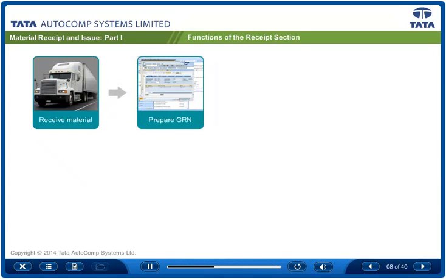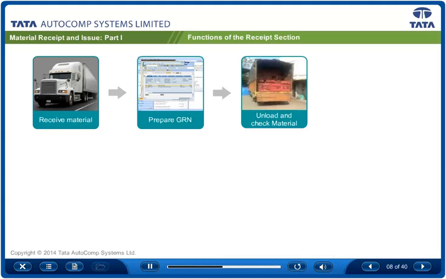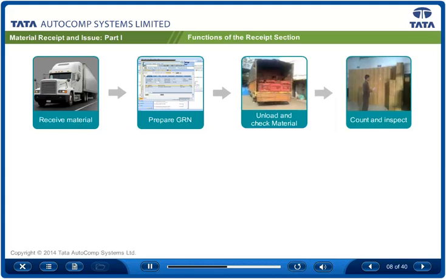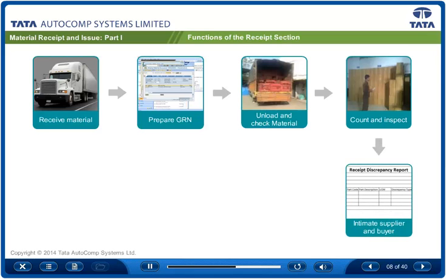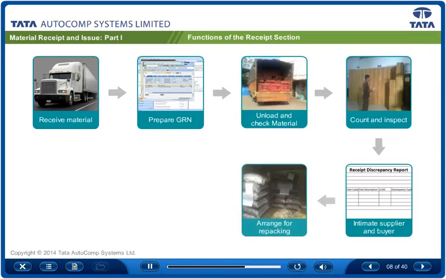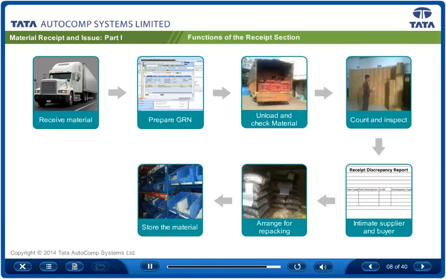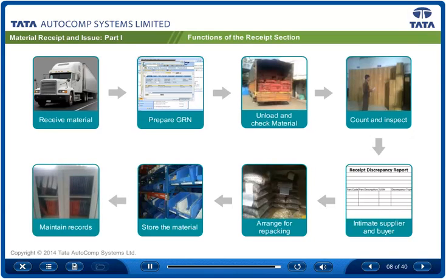Prepare GRN of the materials received. Unload, unpack and check the material received. Arrange for its inspection if applicable. Intimate the supplier and buyer about discrepancies if any. Arrange for repacking if applicable and ensure the storage of materials in the designated storage areas and location. Store the material in the storage area and maintain the required records and registers.